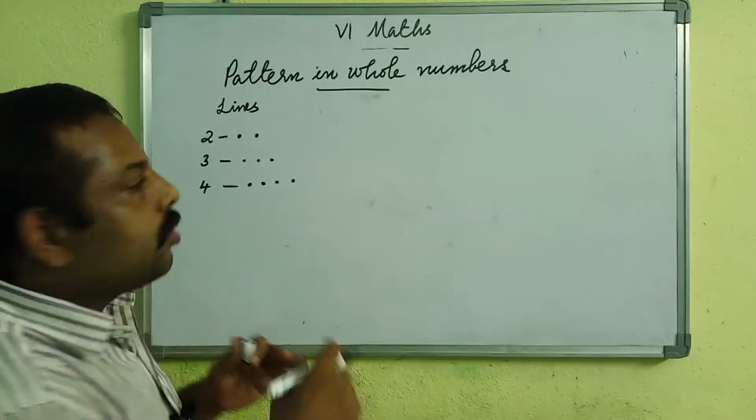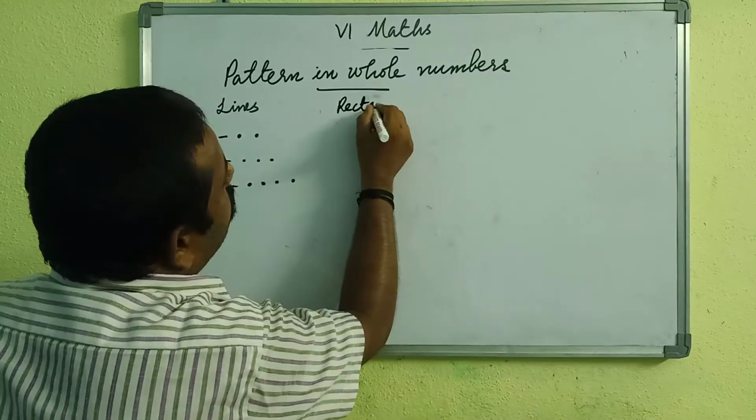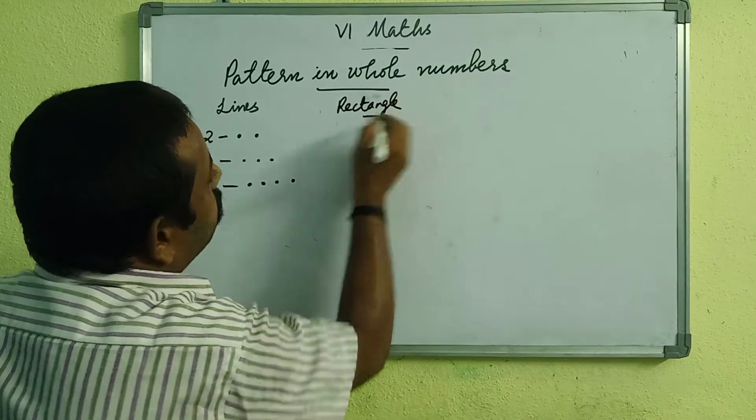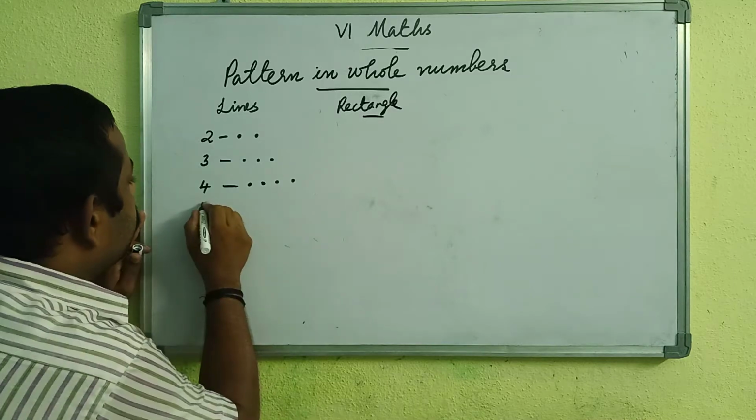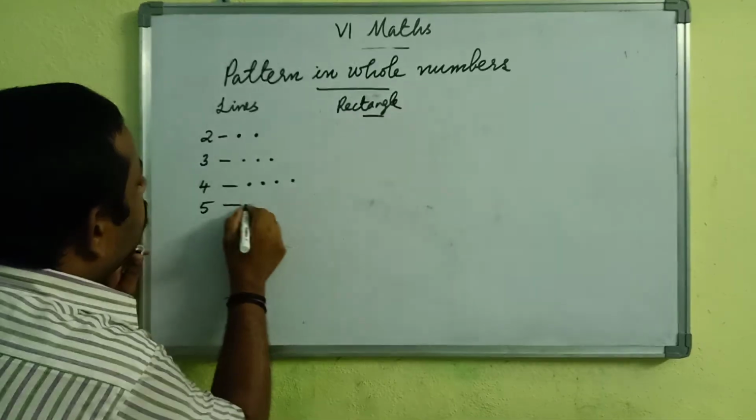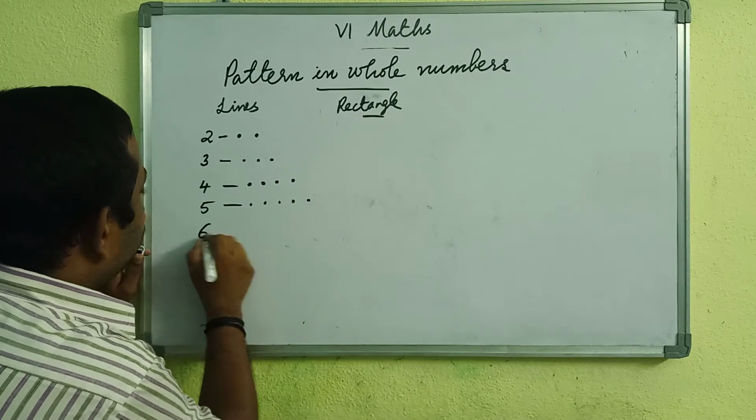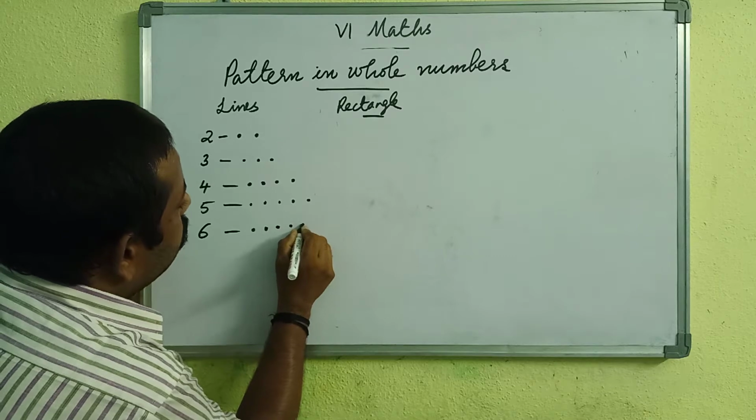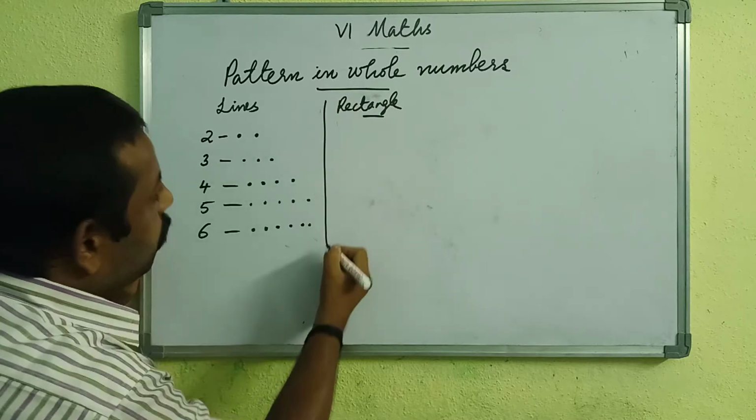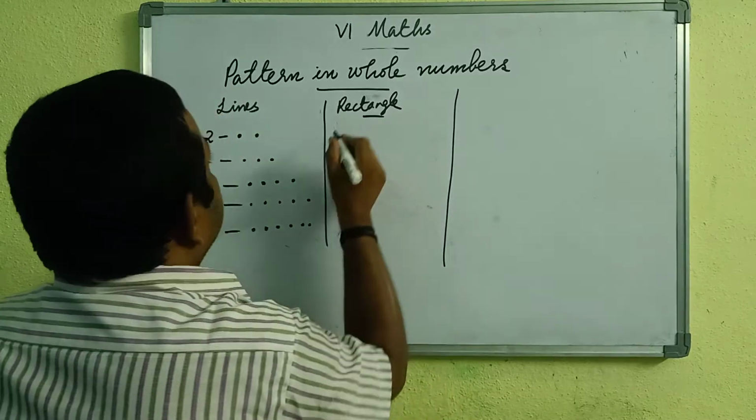Now, some of the numbers can be shown as a rectangle also. Look at this number 4. See, so 5 can be written as 1, 2, 3, 4, 5. 6 can be written as 1, 2, 3, 4, 5, 6. In this form you have written. Now, rectangle, let us learn.